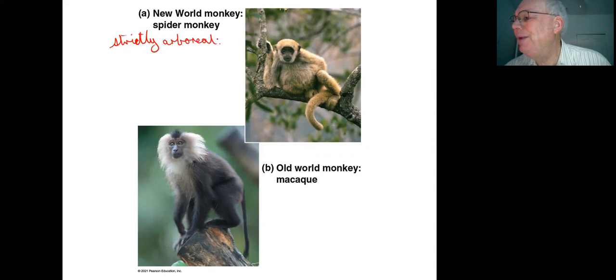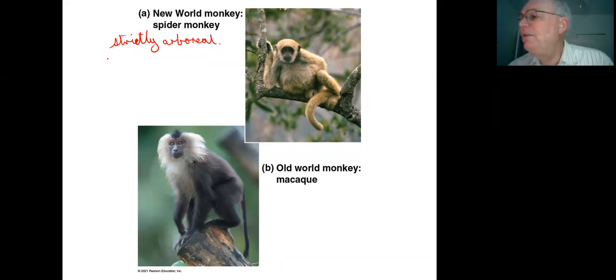Meaning they spend their life in the trees, and it's actually very, very difficult to get them to come out of trees. They don't want to come out of trees. You can, in the case of spider monkeys at least, use their appetite against them because they love certain types of fruits. And if you put the fruit on the ground, they will come down and get the fruit off the ground. So that's about the only way that you can entice them to get out of the trees.